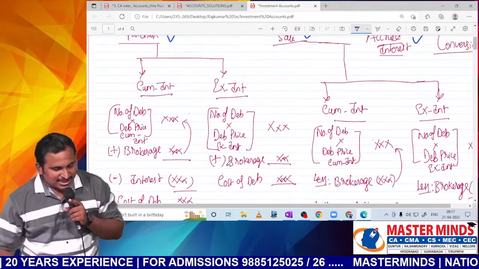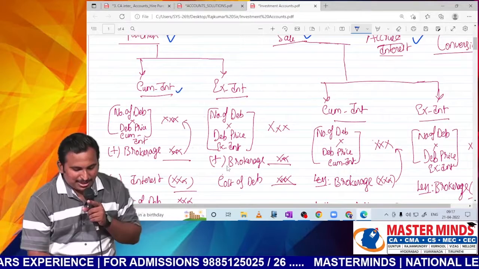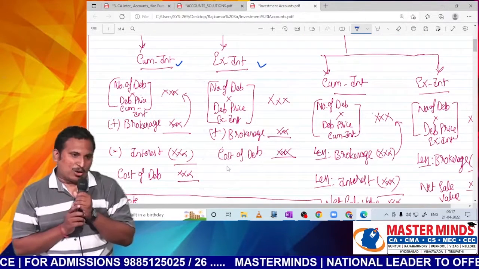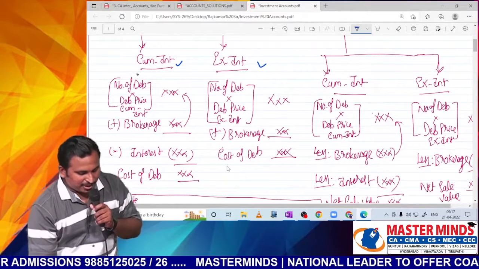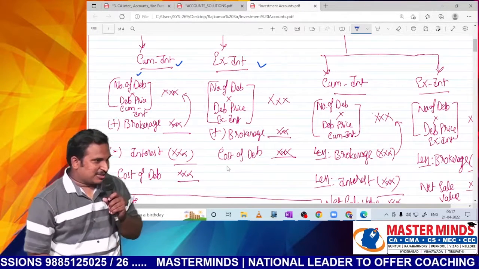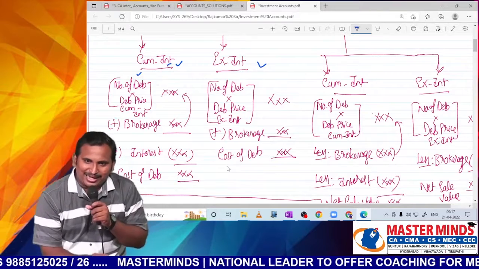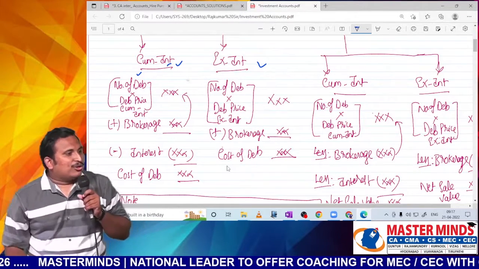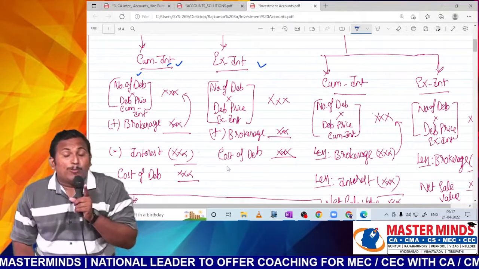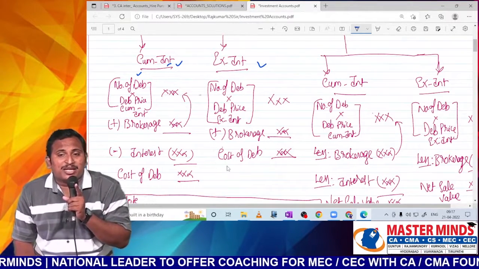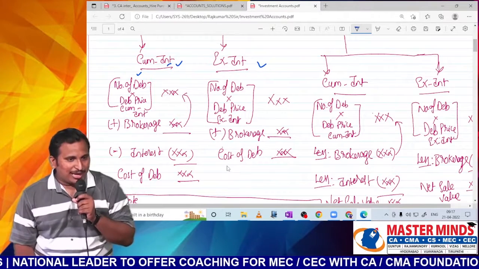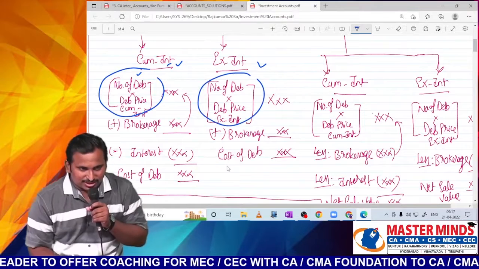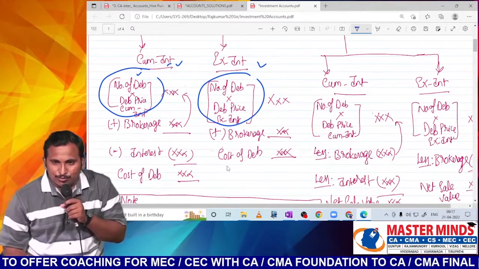Purchase can be done on 2 bases: one is cum interest, the other one is ex interest. If it is on cum interest, how do you find the cost? Very simple. Take the number of debentures, multiply with the debenture price. As we are saying cum interest, the price also will be given cum interest, so multiply with that. Now, for that, you have to add brokerage. Please remember, brokerage will always be computed on transaction value. Whether cum interest or ex interest, on that only we compute brokerage.